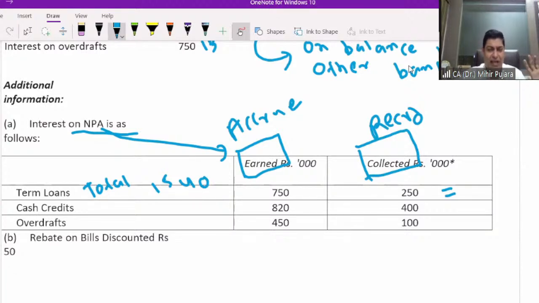1540 is the total interest, PA plus NPA. But sir, PA is okay. In NPA, 750 should be received, but we received only 250. So guys, 750 should be minus and 250 should be added. Yes, you are correct. 750 is minus, 250 is plus, and the correct amount therefore should be 1040.